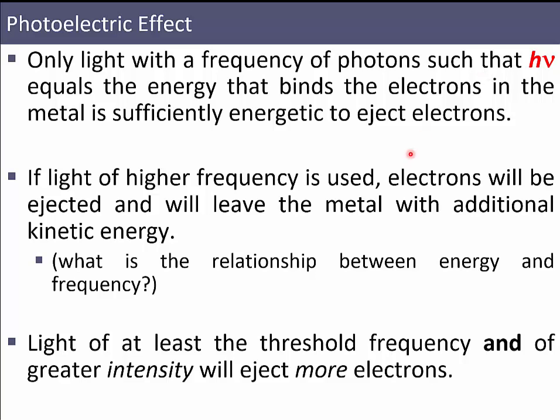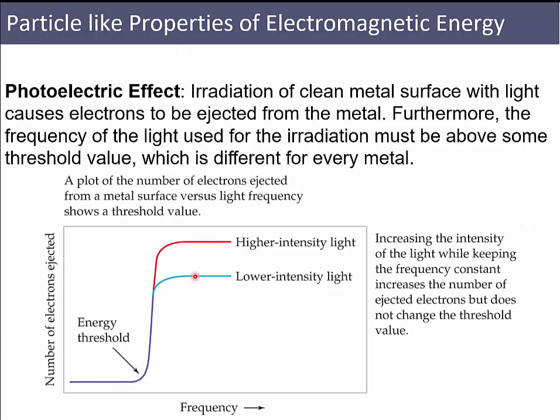If light of a higher frequency is used, the electrons will be ejected and will leave the metal with additional kinetic energy. And so what's the relationship between energy and frequency? Higher energy, higher frequency. Light of at least that threshold frequency and of greater intensity will eject more electrons. So if you throw in a greater number of photons at the same frequency, you're going to get more electrons out. So here's a graph showing that effect.